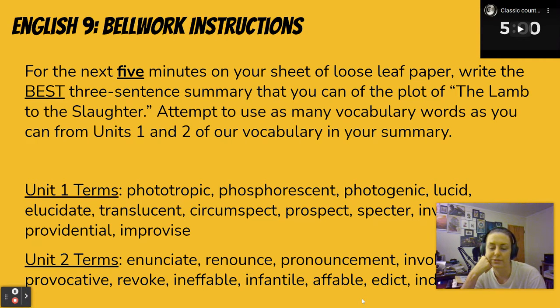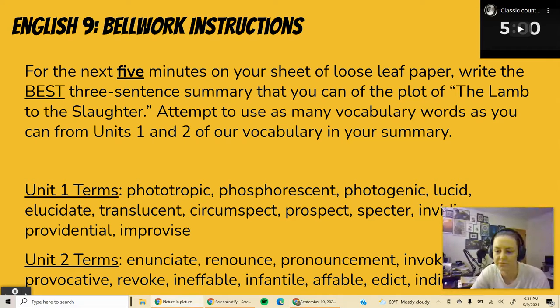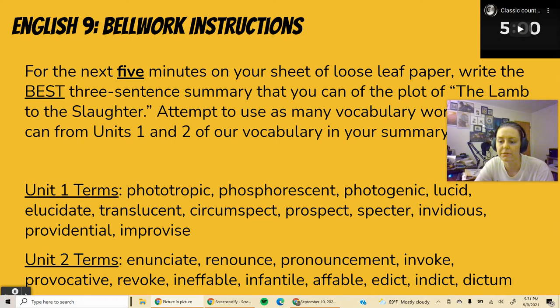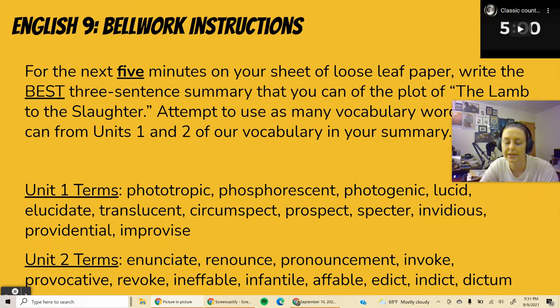Now, when you're writing that 3-sentence summary, you want to attempt to use as many vocab words as you can from units 1 and 2 of our vocab. So as you're writing that summary, think, okay, what words would make sense with Lamb to the Slaughter that I could use in these 3 sentences where I'm summarizing the plot. Now, it's kind of hard to see a little bit because unfortunately my face is covering it, but on the bottom of the slide here, I gave you guys a list of all the vocab words just so that you could look up really quickly and see them all and not have to think about it.